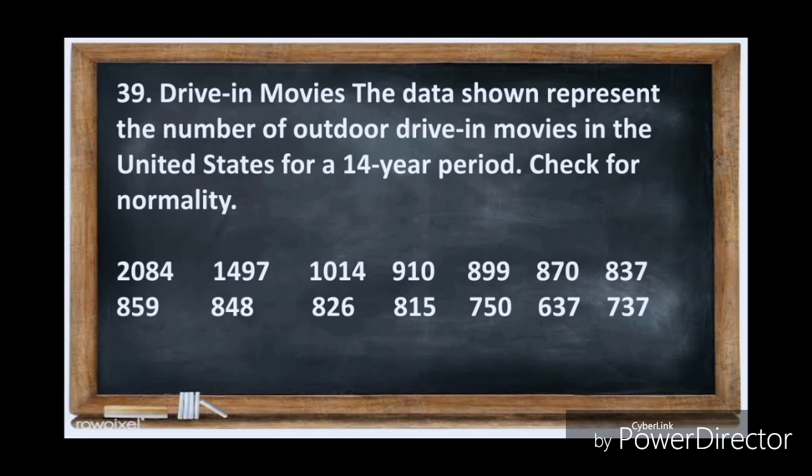For item number 39, drive-in movies. The data shown represent the number of outdoor drive-in movies in the United States for a 14-year period. Check for normality. 2084, 1,497, 1,040, 910, 899, 870, 837, 859, 848, 826, 815, 750, 637, and 737.